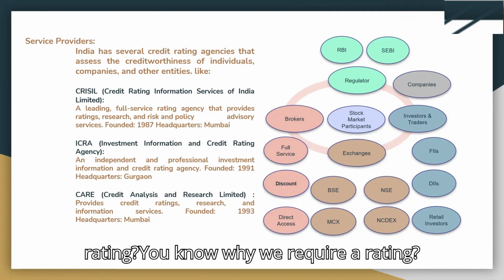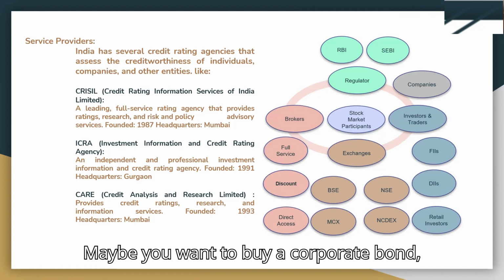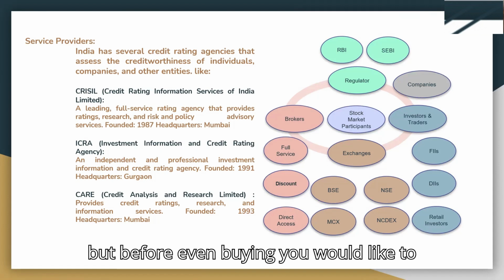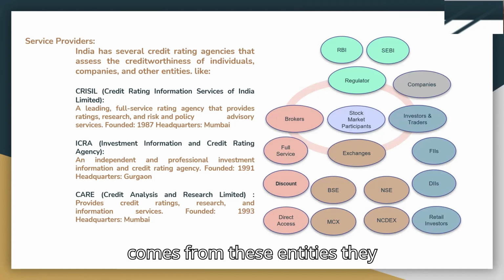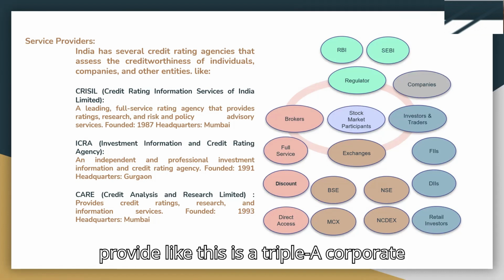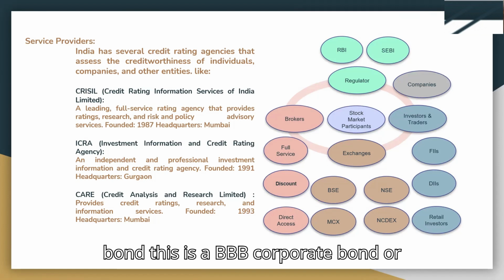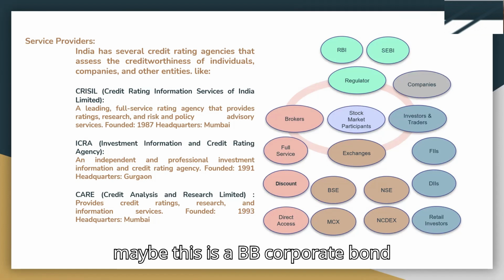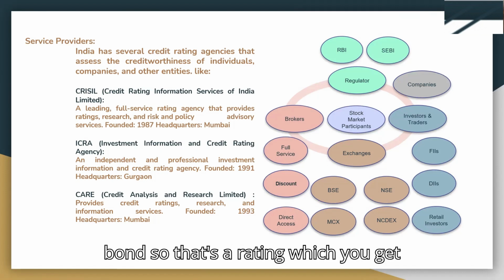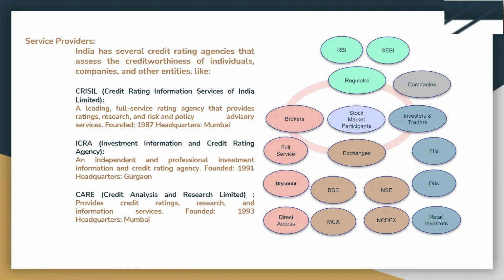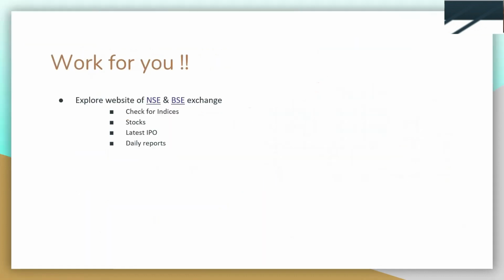Why do we require a rating? You know why we require a rating? Maybe you want to buy a corporate bond. But before even buying, you would like to know, okay, what is the health of this company I am investing in? So that rating comes from these entities. They provide ratings like, this is a triple A corporate bond, this is a triple B corporate bond, or maybe this is a double B corporate bond. This may be a double B minus corporate bond. So that's a rating which you get from these entities.